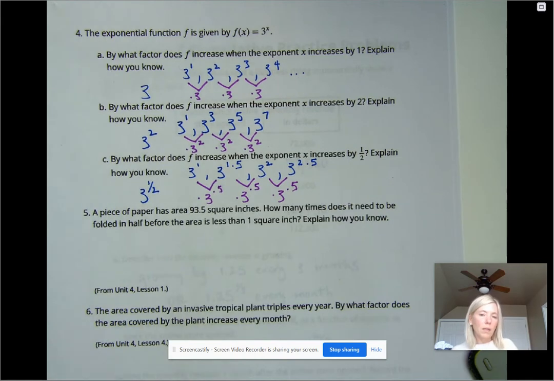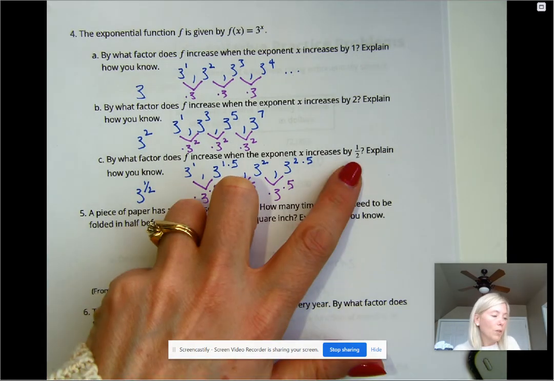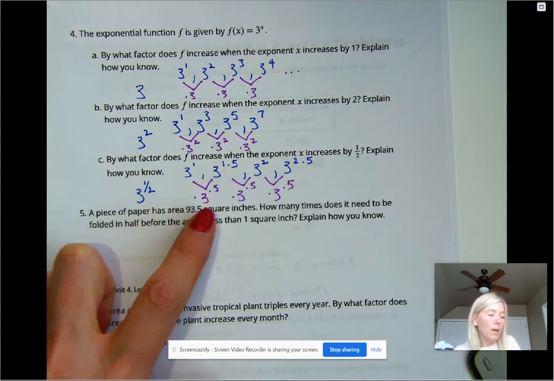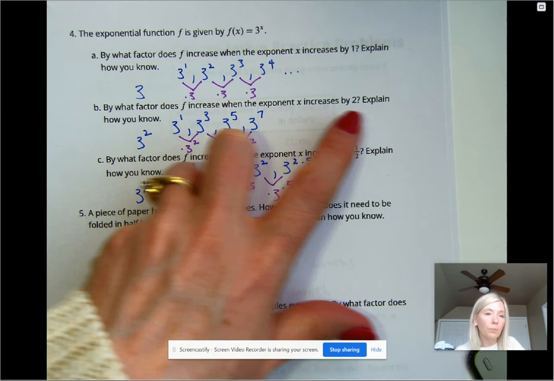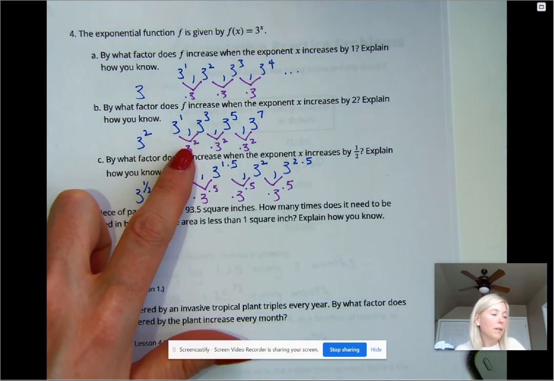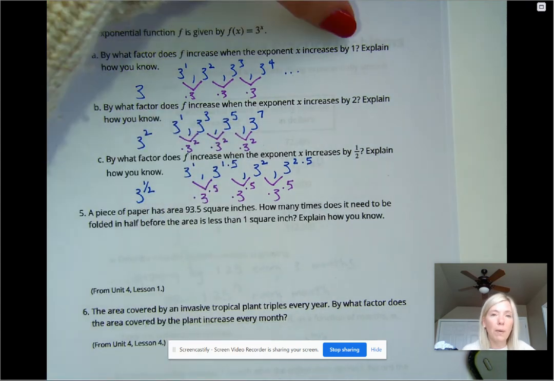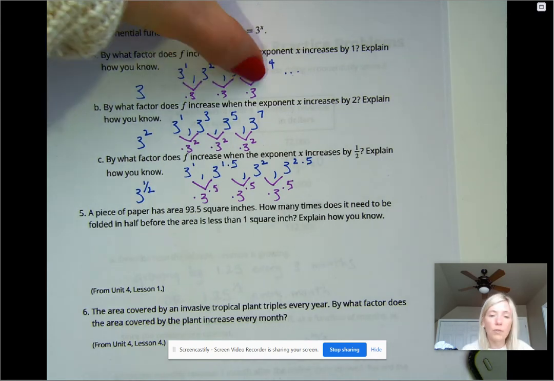So as we increase our input value for the exponent, whatever we increase that by, the factor increases by that power. So we increase the exponent by 1/2, which means the factor is increasing by 3 to the 1/2. We increase the exponent by 2, so the factor is increasing by 3 to the second, and then increasing the exponent just by 1, the factor is simply increasing by 3 to the first.